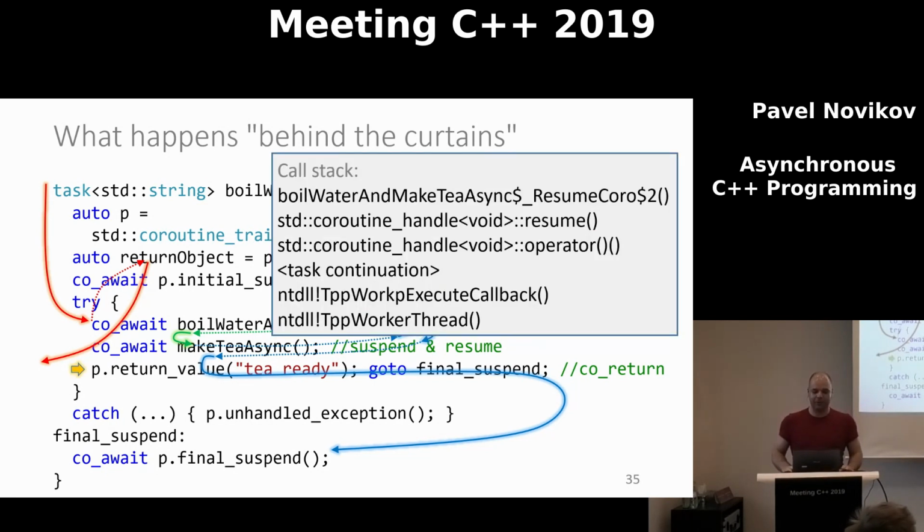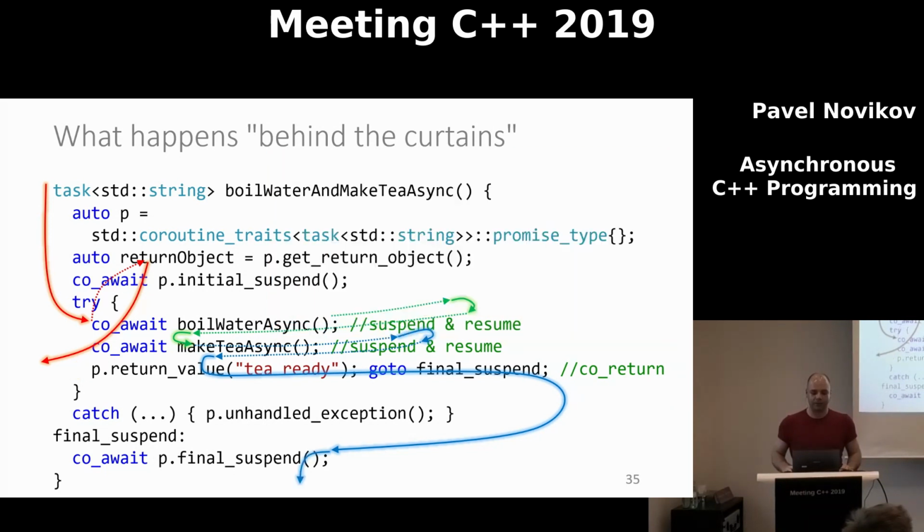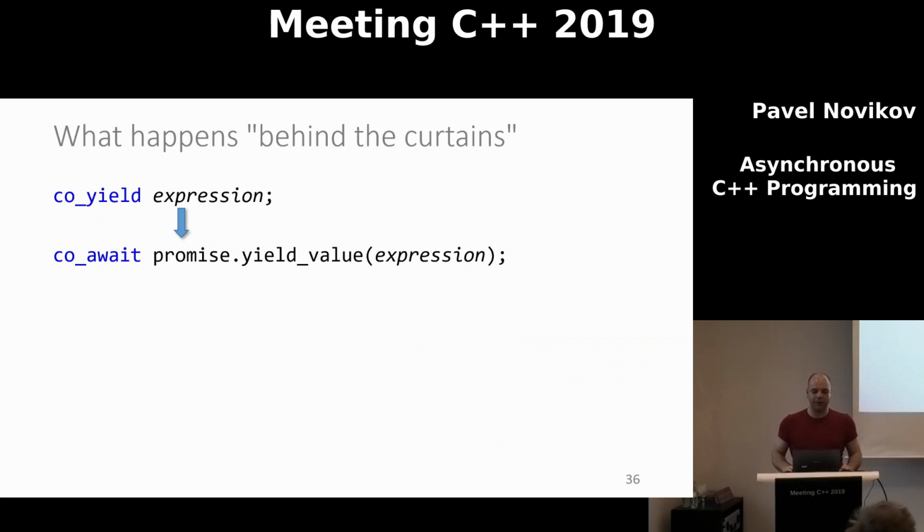Yeah, we can put a breakpoint there, and we see a similar picture: this is executed on some thread pool, on a worker thread, not on the main thread. Co-yield, which is used in generators, is just syntactic sugar for this construct, co-await yield value. With this mechanism, we can return values repetitively from the generator coroutine.